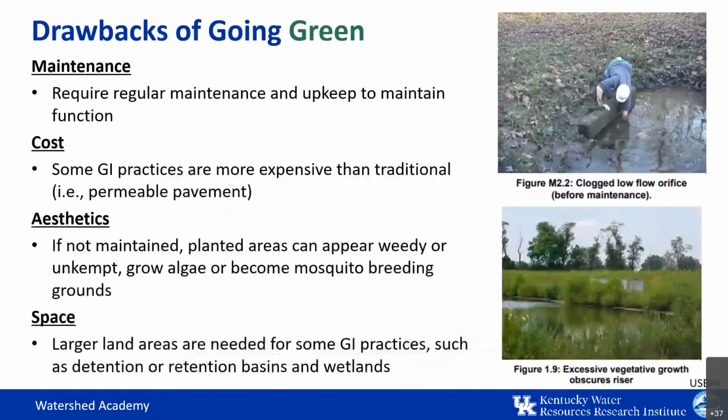There are some drawbacks to going green. Those include maintenance. If they are not regularly maintained, they can lose some of their functionality. They can collect litter or debris that can clog the systems. And also there's some weeding involved in some of the vegetative practices.